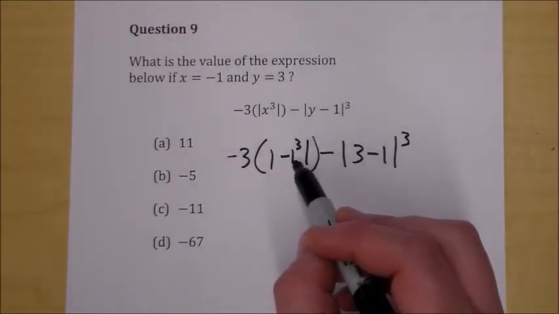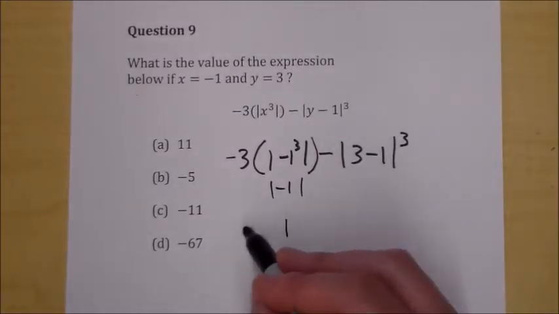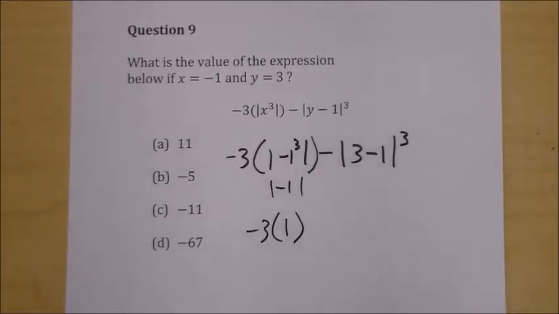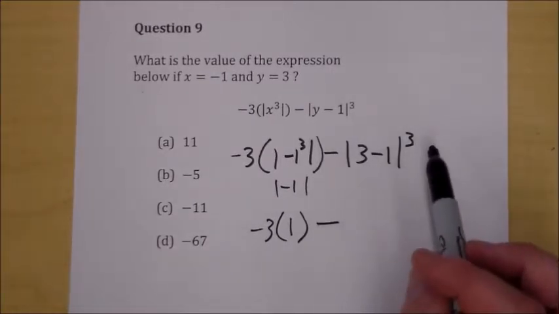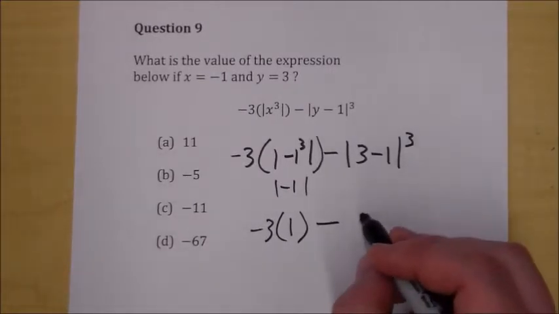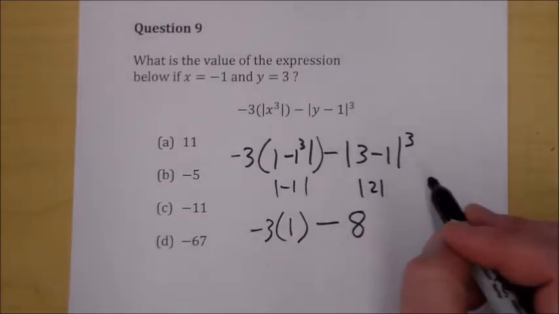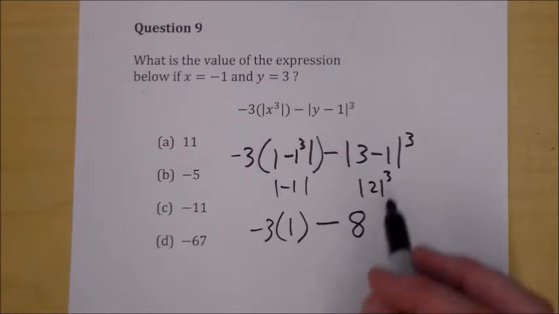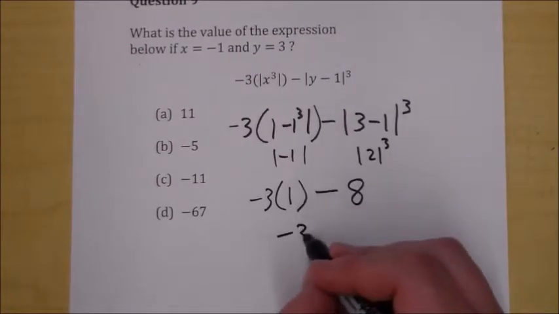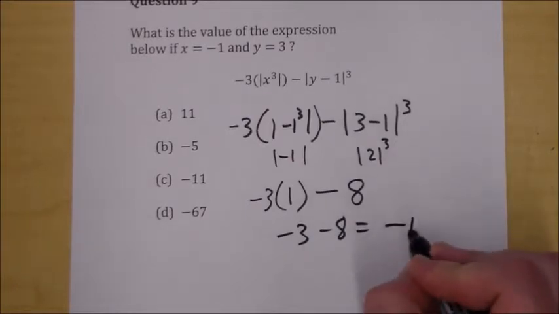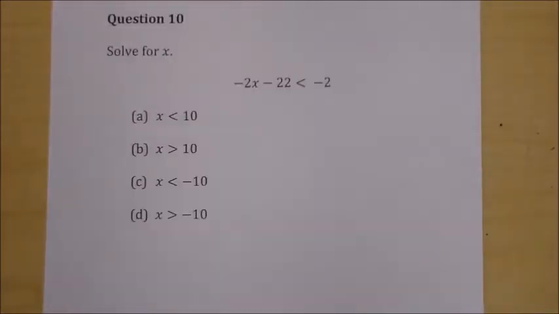Negative 1 times negative 1 times negative 1 is negative 1, but then you take the absolute value of negative 1 and you have 1. So you have negative 3 times 1. This is minus 3 minus 1, which is 2. 2 cubed is 8. All right, 3 minus 1 is 2. Absolute value of 2 is 2, and then you take the cube of that, which is 8, but it's minus 8. Negative 3 times 1 is negative 3, minus 8 equals negative 11. Like I said, not too tough. We're good to go.